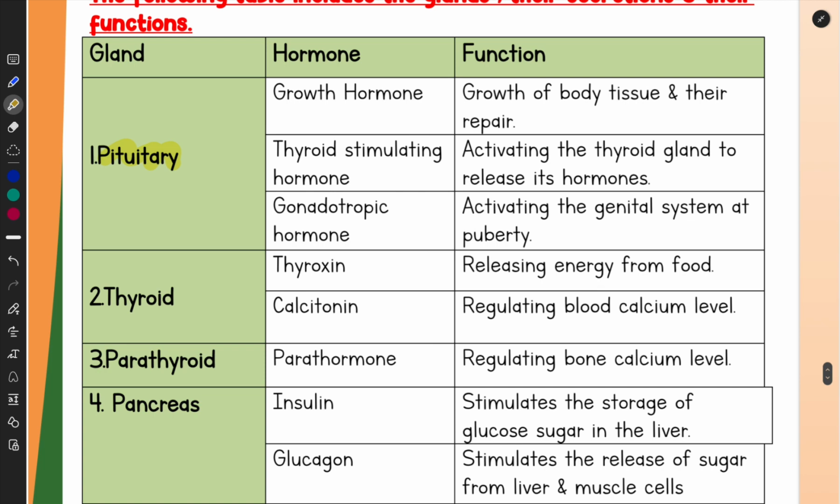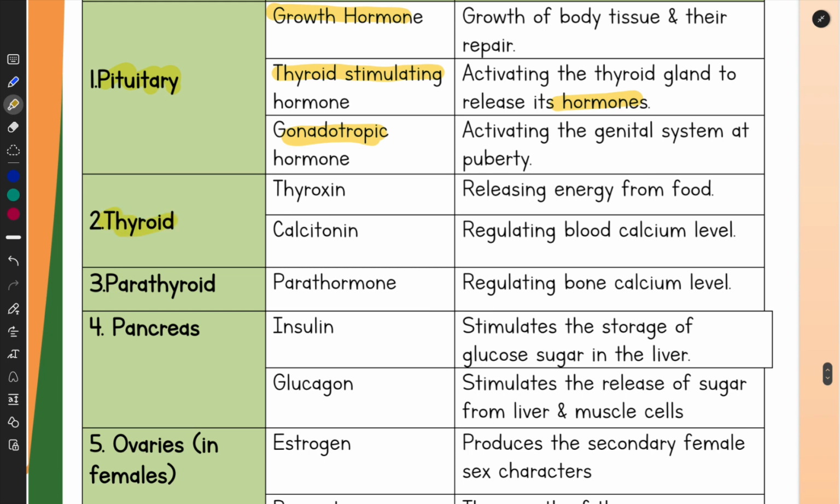Like number 1, pituitary. It has a growth hormone, thyroid stimulating hormone, and the sex hormones. First one, growth hormone. The growth hormone grows body tissue and repairs it. The thyroid stimulating hormone activates the thyroid gland to release its hormone. Okay, these are the sex hormones activating the genital system at puberty. Okay, what about thyroid? It produces thyroxine and calcitonin. Thyroxine, from its name, releases energy from food, and calcitonin regulates blood calcium level.